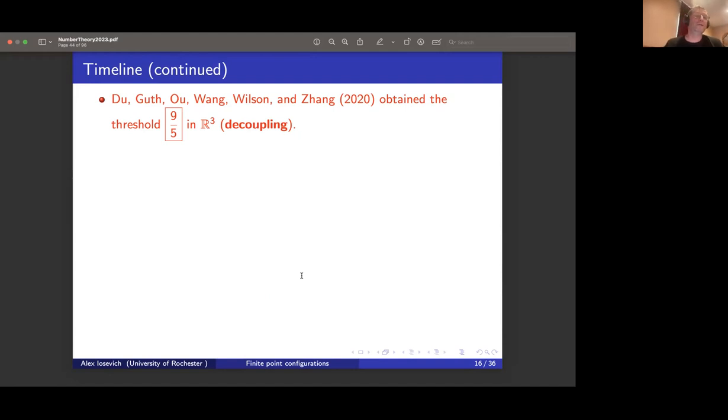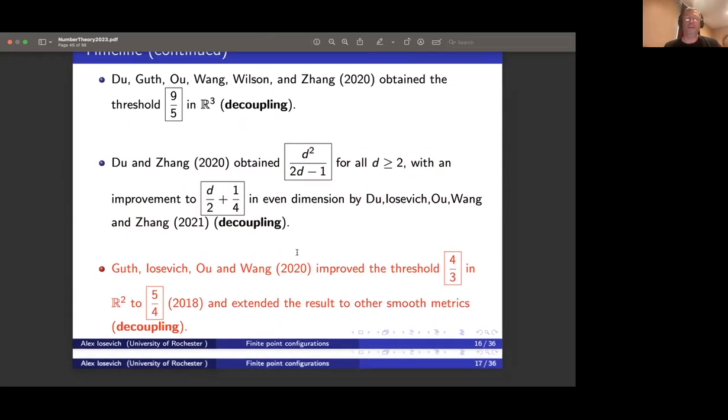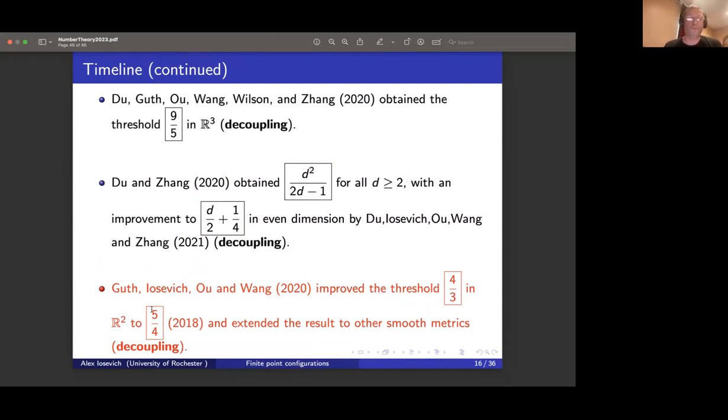Decoupling, as probably everybody in the audience knows, has also had a tremendous impact on analytic number theory. Vinogradov's conjecture was proved in this way, and also the best currently known exponent for the Gauss circle problem was obtained by Bourgain and Watt, also using decoupling techniques. Then Du and Zhang soon after obtained the exponent d squared over 2d minus 1, an improvement to d over two plus a quarter in even dimensions by Du, myself, Ou, Wang, and Zhang, again all using decoupling as the main tool. And in two dimensions, the threshold for thirds was improved to 5/4 and extended to other smooth metrics by Guth, Wu, Wang, and myself.